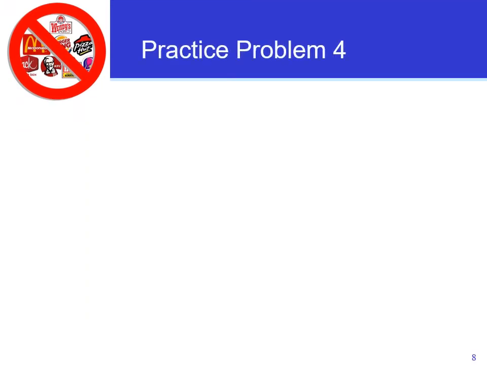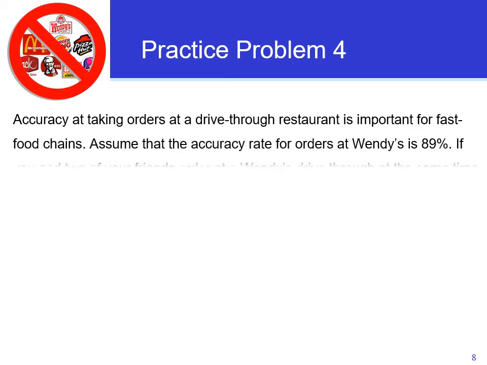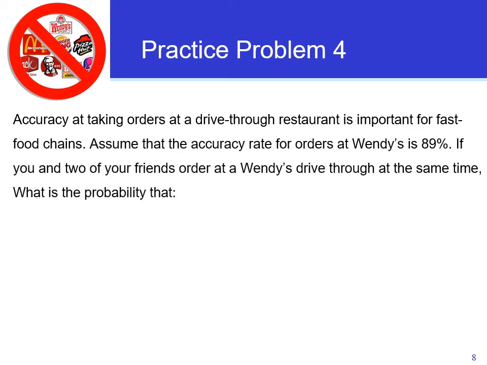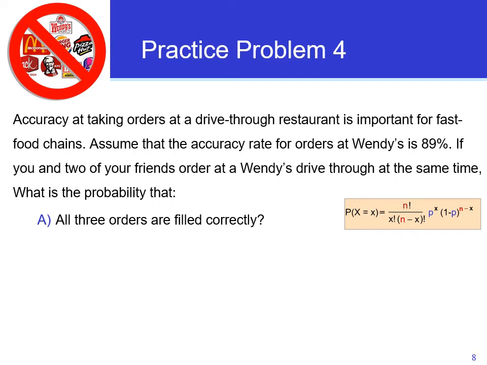Next practice problem. Accuracy at taking orders at a drive-through restaurant is important for fast food chains. Assume that the accuracy rate for orders at Wendy's is 89%. This means that if you go to Wendy's, the probability that they get your order correct is 89%, and the probability that they would get it wrong is 1 minus 0.89, which is 11%. If you and two of your friends order at a Wendy's drive-thru at the same time, what is the probability that A, all three orders are filled correctly?